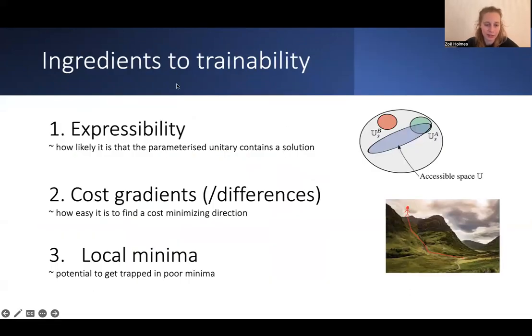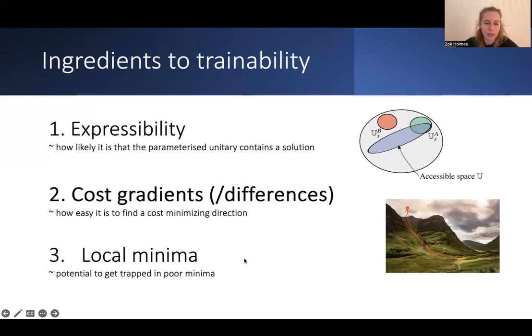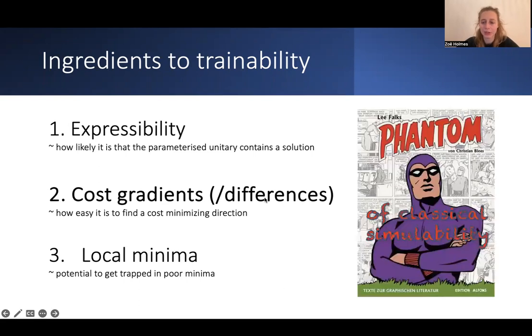So there's many different ingredients to trainability. There's expressibility, so it's how likely it is that your parameterized quantum circuit obtains a solution. There's cost gradients and cost differences, and there's local minima, so the potential of getting trapped in poor local minima. Of these three ingredients, the one I'm going to focus on today is cost gradients and differences. And what I'm going to talk about is how, in our hunt to find variational quantum algorithms with substantial cost gradients and differences, we come up against the phantom of classical simulability, where maybe we've actually made the problem so easy that we can classically simulate it.